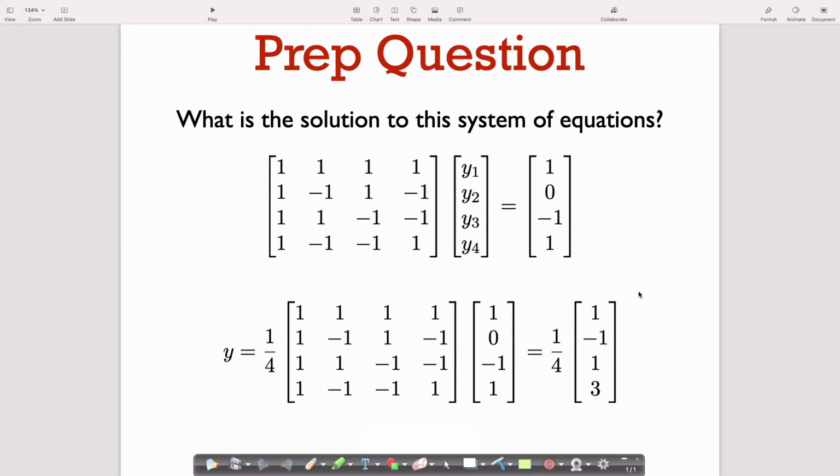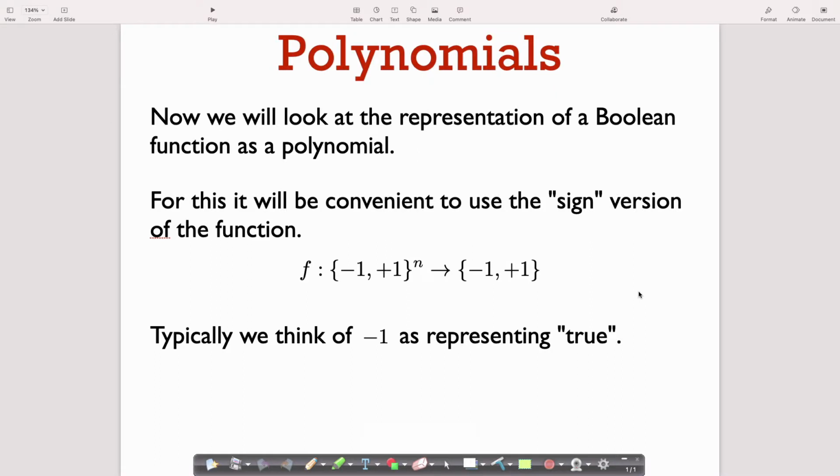Now let's see what this has to do with polynomials. As I said before, we're actually going to work with the signed version of functions. So we're going to consider functions from {-1,+1}^n to {-1,+1}.